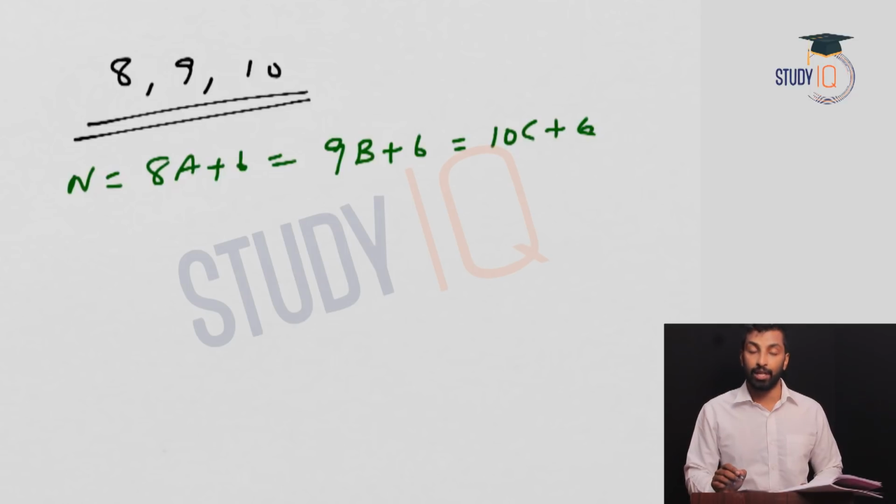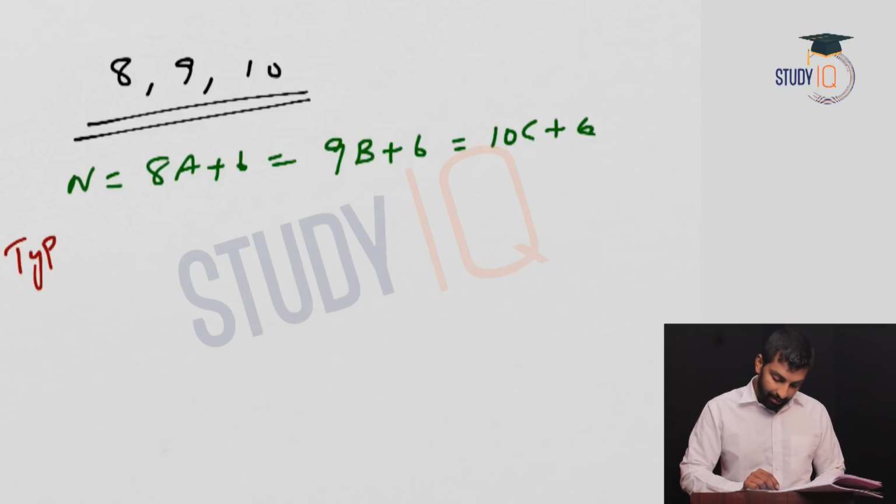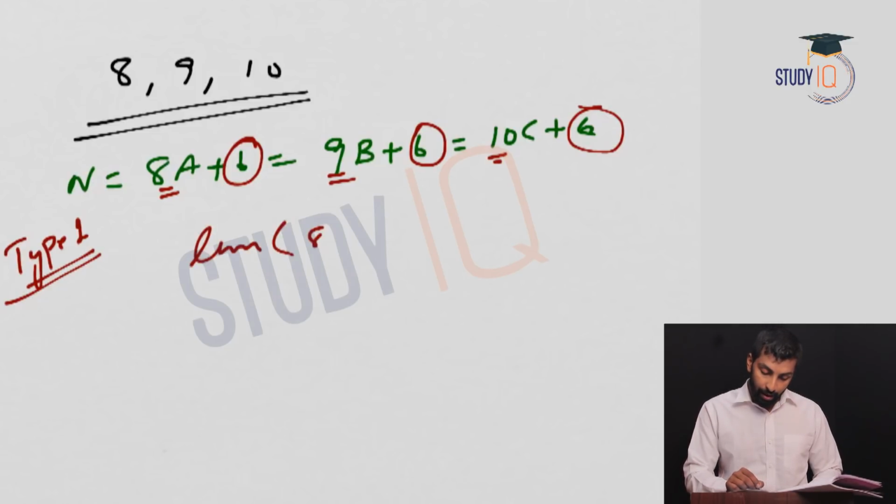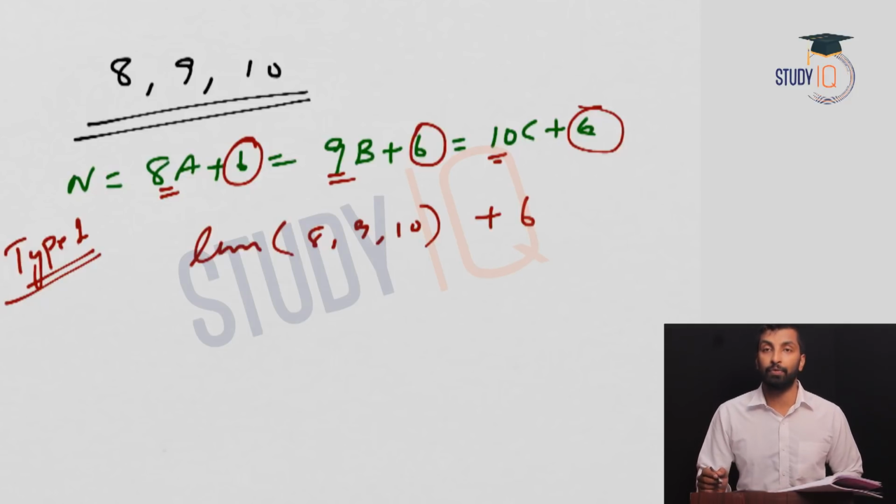We have discussed the same question. What is common here? This is type 1 that we have discussed, pattern type 1 in division questions. The remainders are the same in all cases, but obviously the divisors are different. What is your answer? LCM of 8, 9, 10 plus 6. This is also an application of LCM. That's why I put this question. So, LCM of 8, 9, 10 plus 6.